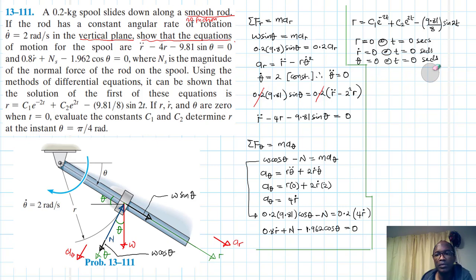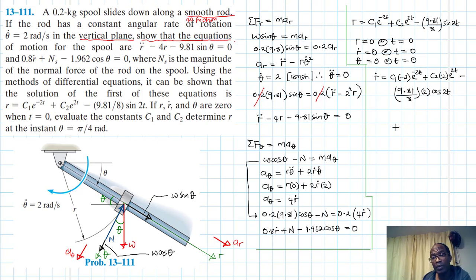These are seconds, I can remove them. So r dot, this is the derivative of r with respect to time. So this just becomes C1 times minus 2 e to the power minus 2t, plus C2 times 2 e to the power 2t, minus 9.81 divided by 8 times 2, then cos 2t.